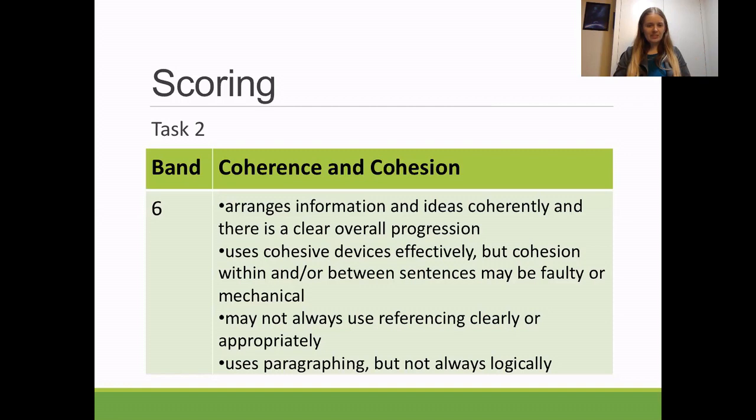The point 2 is uses cohesive devices effectively, but cohesion within and or between sentences may be faulty or mechanical. So you have tried to use these devices and you've done it quite well, but sometimes it might feel a little unnatural or not quite perfect. And next is may not always use referencing clearly or appropriately. So you're trying to do this, you're trying to reference things, but it's not perfect. And uses paragraphing, but not always logically. So you're using paragraphs, but you're not doing it perfectly.